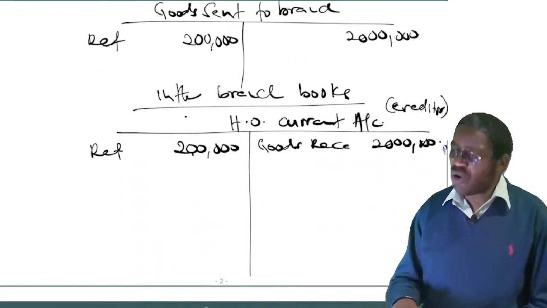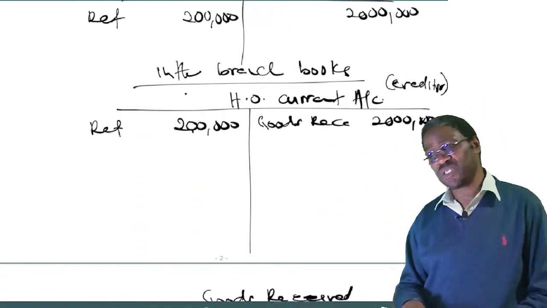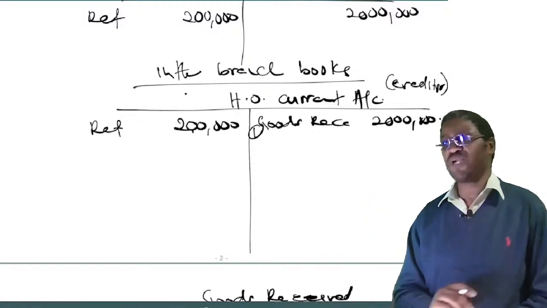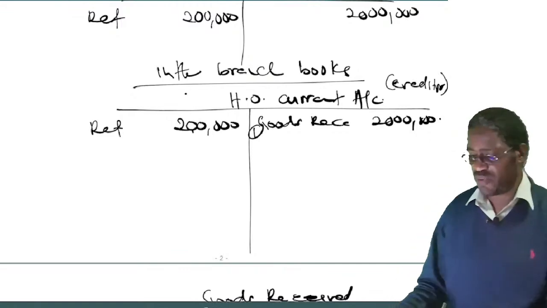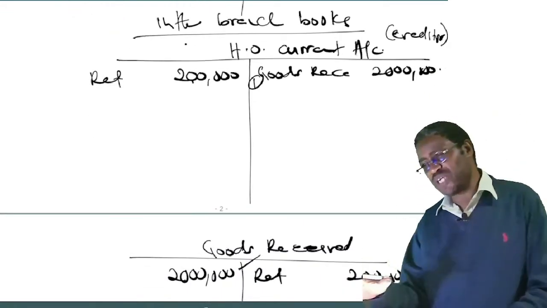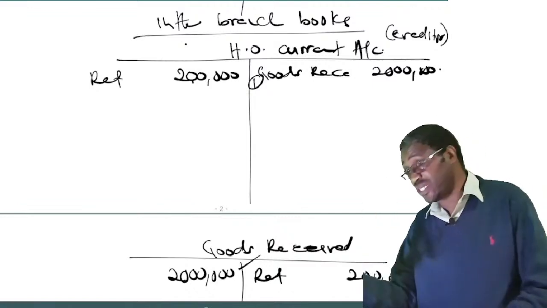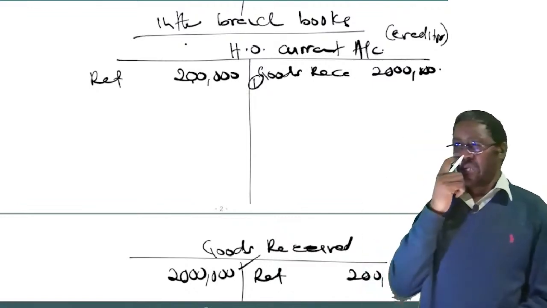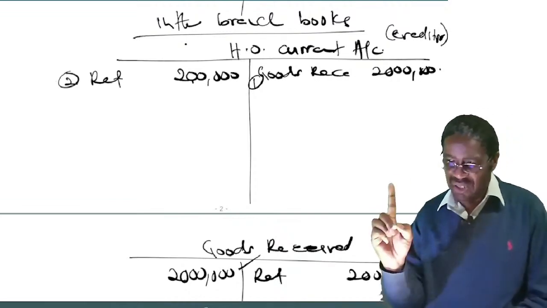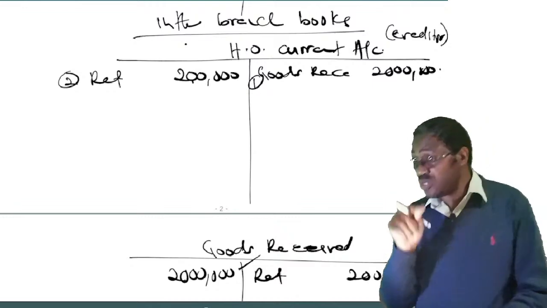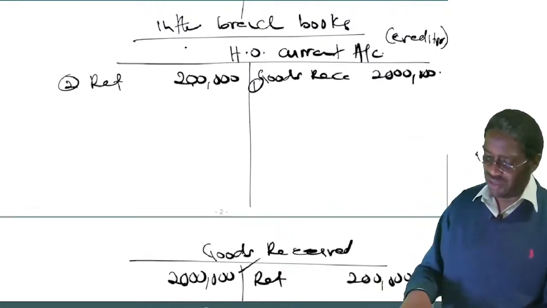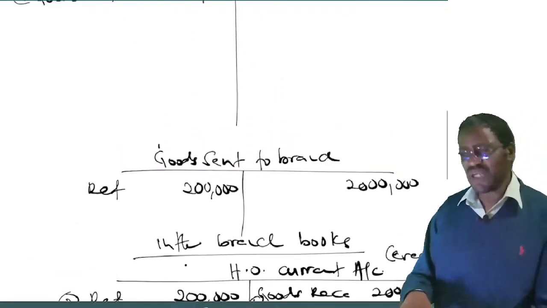While in the books of the branch, number 1, with goods received by the branch, you debit goods received and you credit head office current account. Number 2, with goods returned by the branch, you debit head office current account and you credit goods received. That's number 2. Good. Let me go to number 3 now.